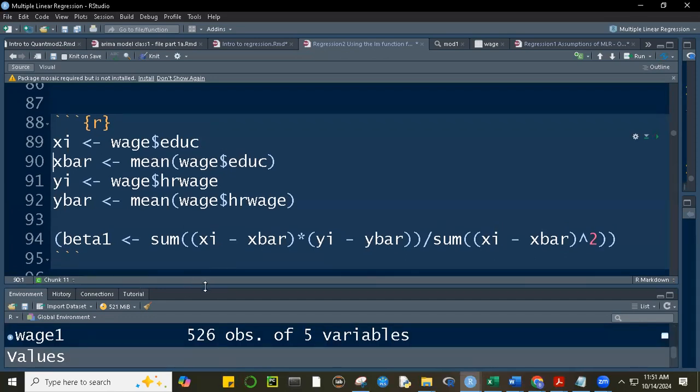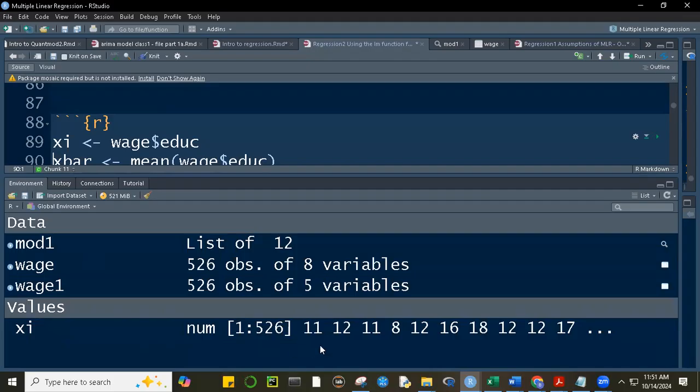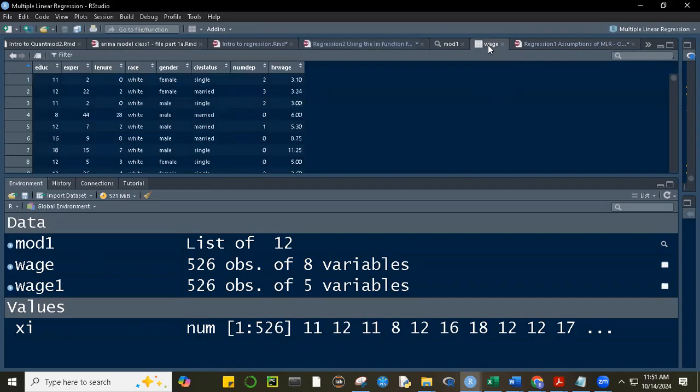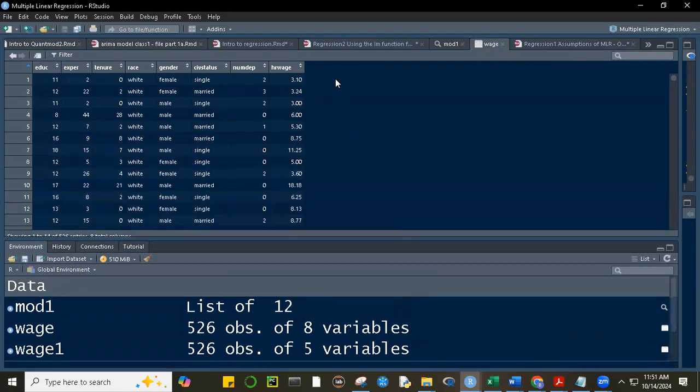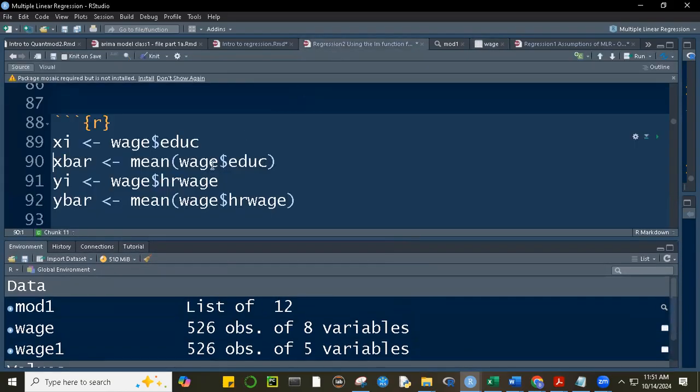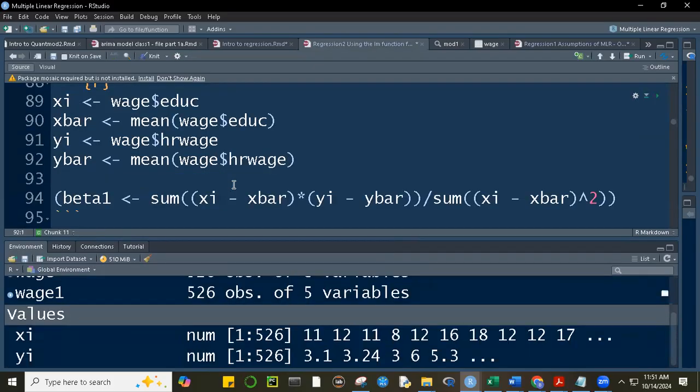So if I check this x sub i, class, there: 11, 12. It's a numerical vector. So look at the wage data: 11, 12, 11. That's our x. The same goes for y. So this will now be your hourly wage. This is our hourly wage.